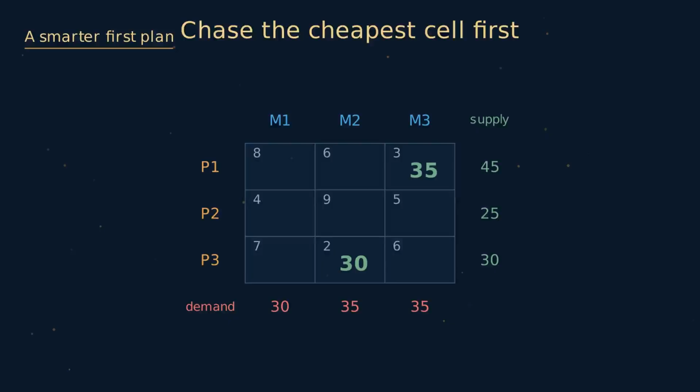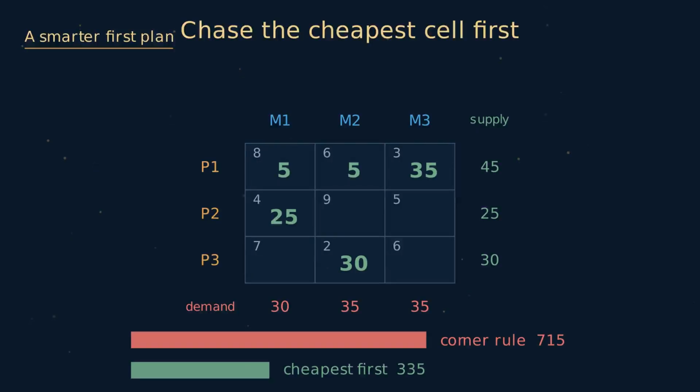Next cheapest is 3, 35 along the top row to the last market, and that market is full. Then 4, 25 units from the second plant to the first market. What remains has no choice left in it, 5, and 5 out of the top row fill the last gaps. Add it up, 335. The same goods, the same rules, and we have knocked more than half the cost off just by letting the prices decide the order.